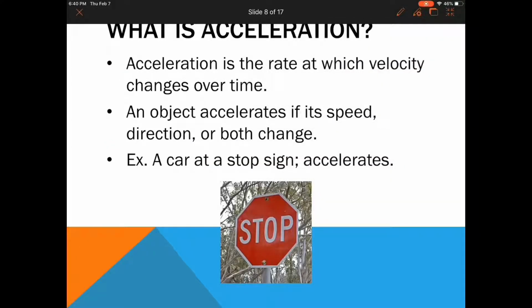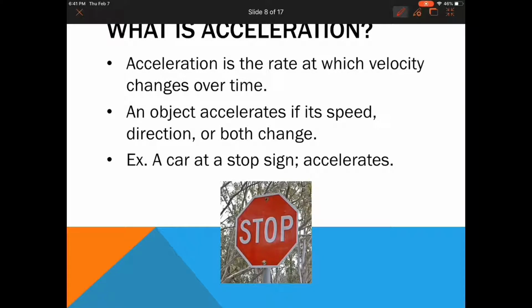Now let's talk a little bit about acceleration. What is acceleration? Well, acceleration is the rate at which velocity changes over time. An object accelerates if its speed or direction, or even both of these things, change. An example is a car at a stop sign.